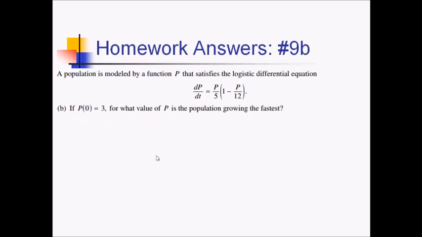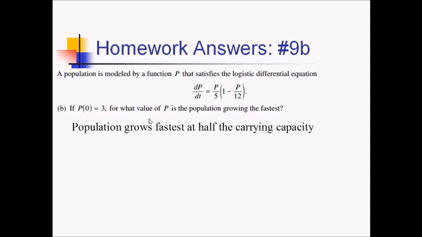For part B, they want to know if p of 0 is 3, for what value of p is the population growing the fastest. So this is always going to happen at half the carrying capacity. That's where you have that inflection point. So this is going to be half of 12, which is just 6.